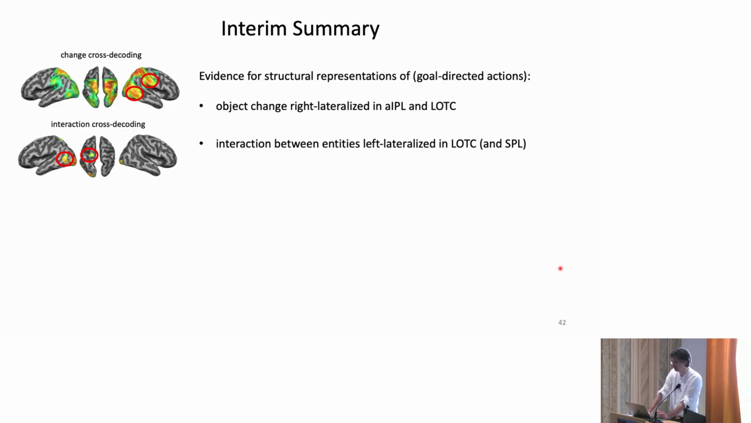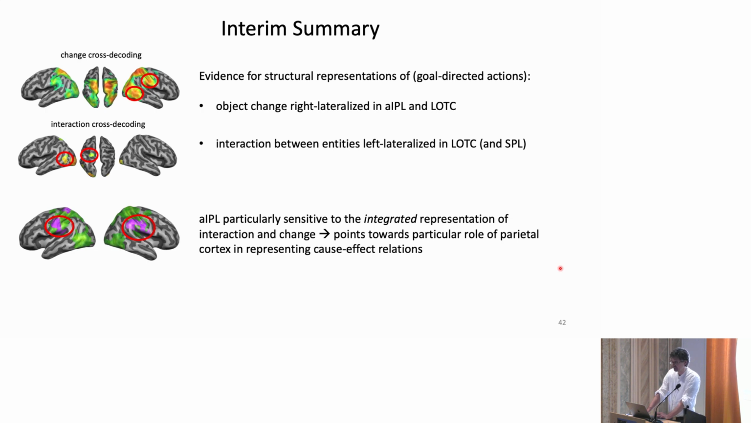And it would be interesting to test whether there are also similar structural representations for other kinds of actions, like social actions or actions that induce a change of location, like running and climbing. So finally, AIPL appears to be particularly sensitive to the integrated representation of interaction and change. And this points toward a particular role of the AIPL in representing the cause-effect relation in goal-directed actions.